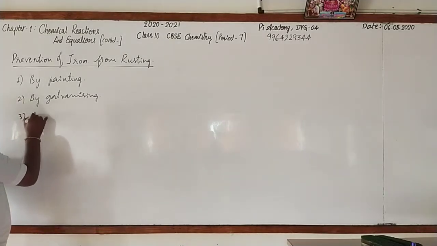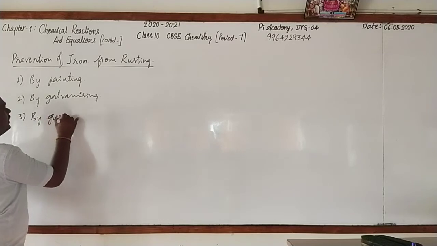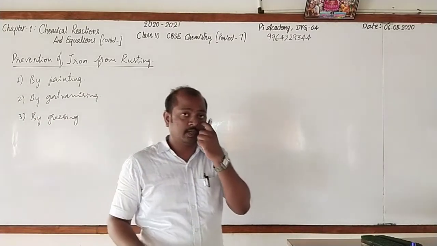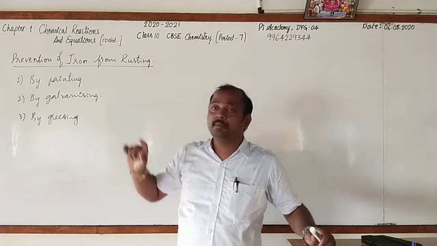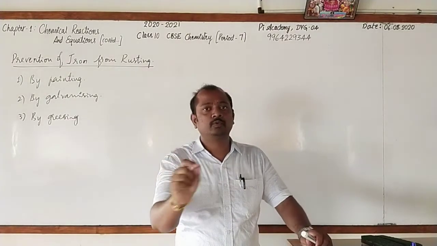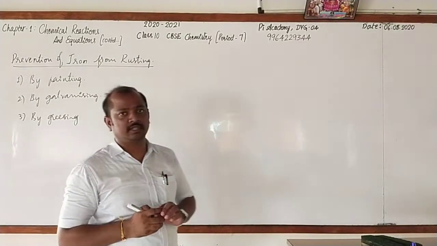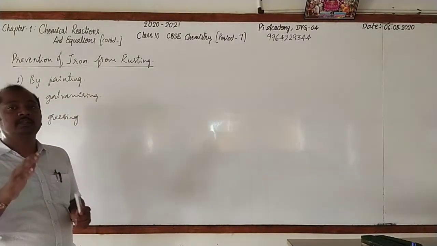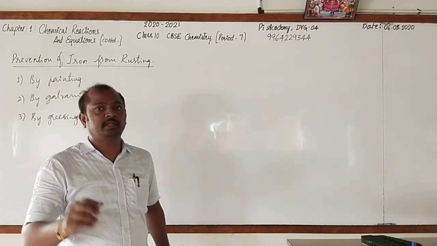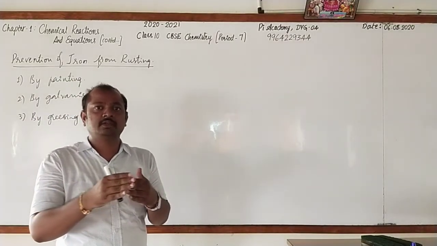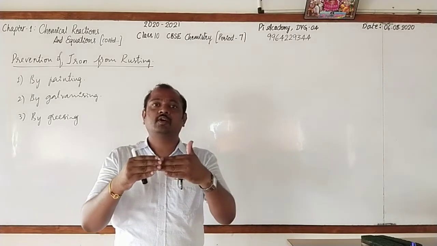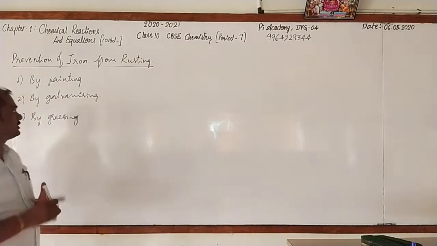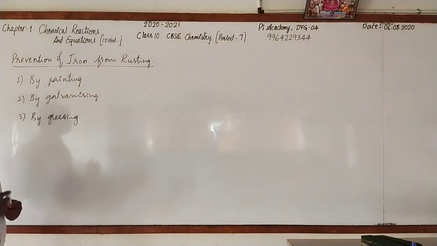And the third one is by greasing. By applying grease also, we can keep the iron metal away from rusting. How? We know that in grease also there will be oil content. So by applying that, it will avoid the contact of iron metal with moisture. Clear? Yes. Now we are moving to the next part of this chapter.